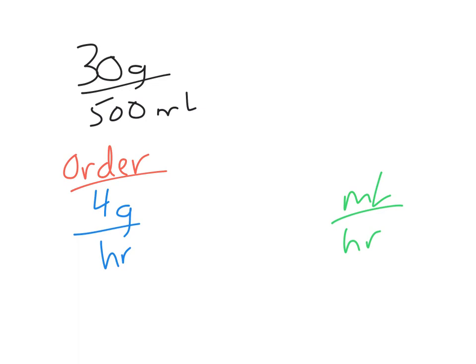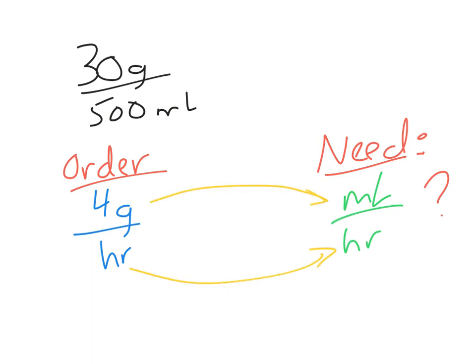In any problem like this, I always focus on what we've ordered and then what we need, because that's what the question has asked us. There are two things that need to happen. One, I need to convert my grams to milliliters. And what's great about this problem is hours to hours, there's nothing that has to happen down there. So we're good on that.